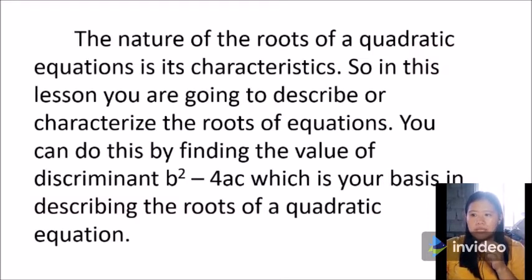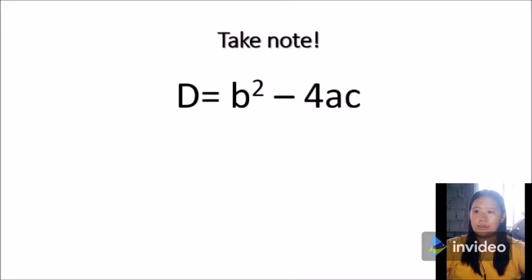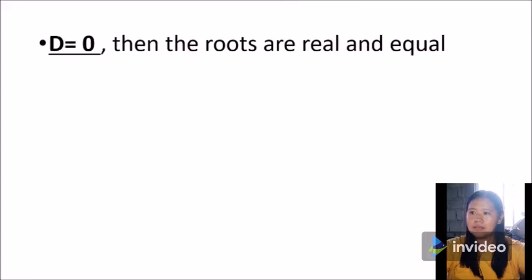You can do this by finding the value of the discriminant. The formula for the discriminant is b squared minus 4ac, which is your basis in describing the roots of a quadratic equation. So take note that D, or discriminant, is equal to b squared minus 4ac. So these are your bases.